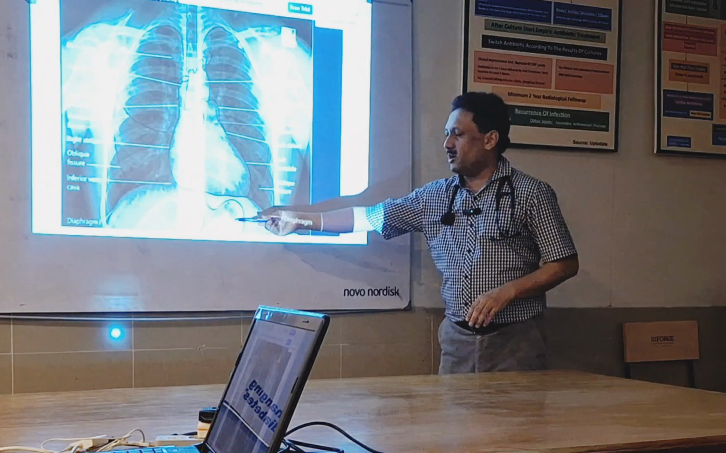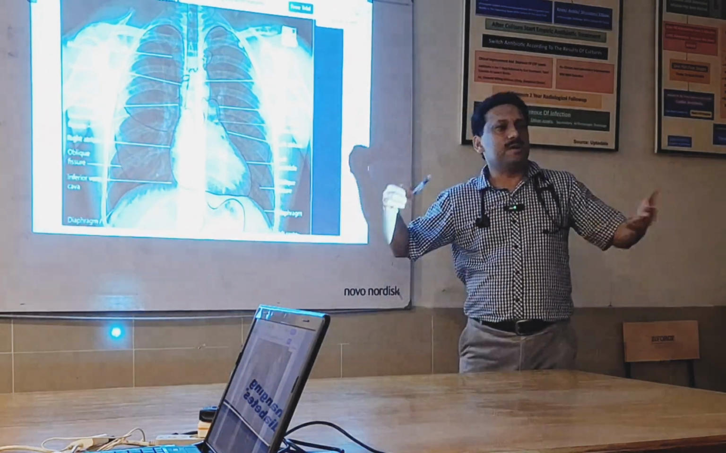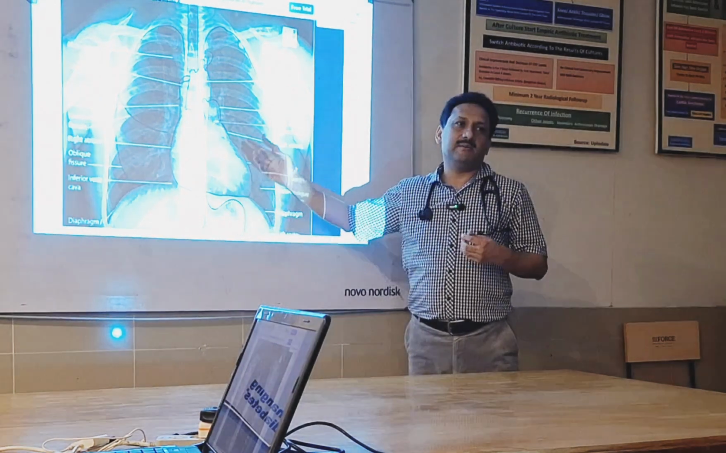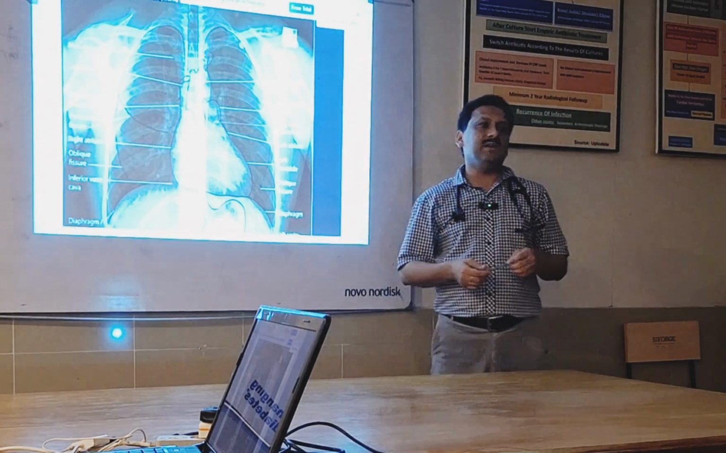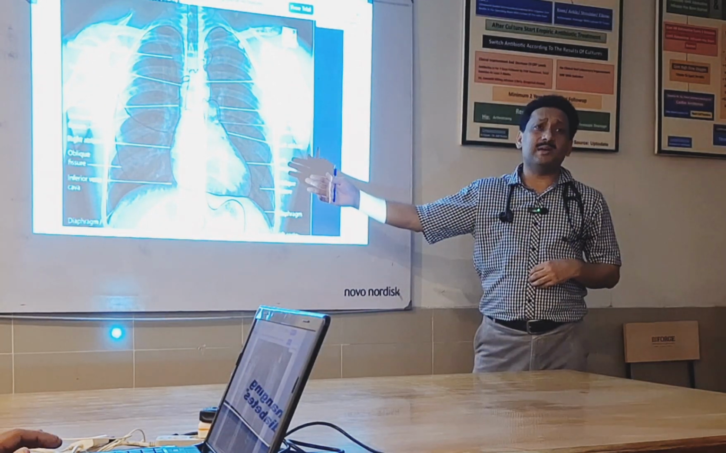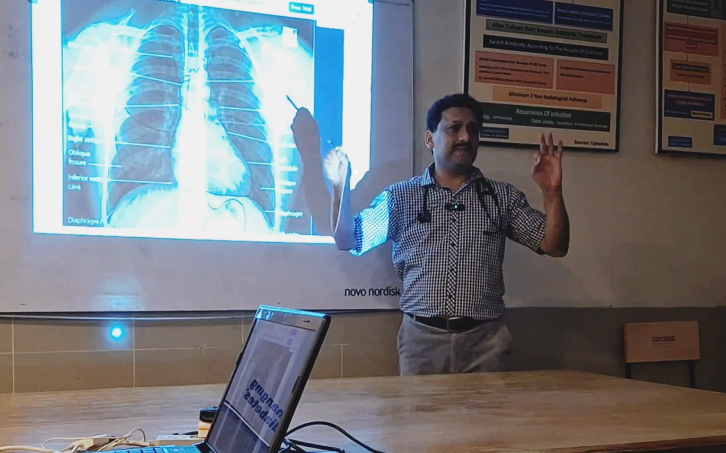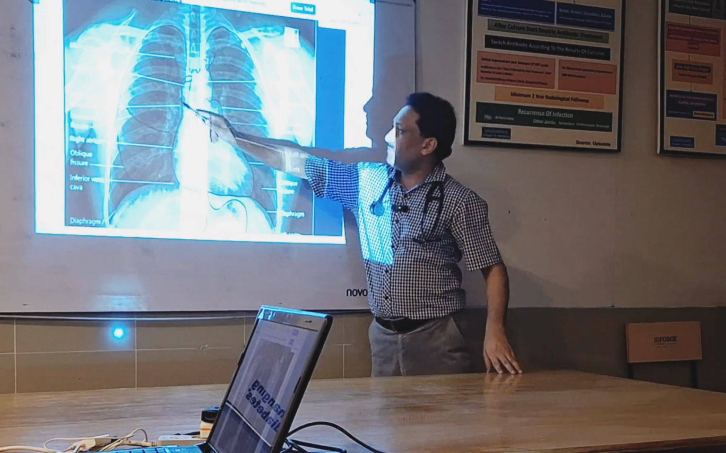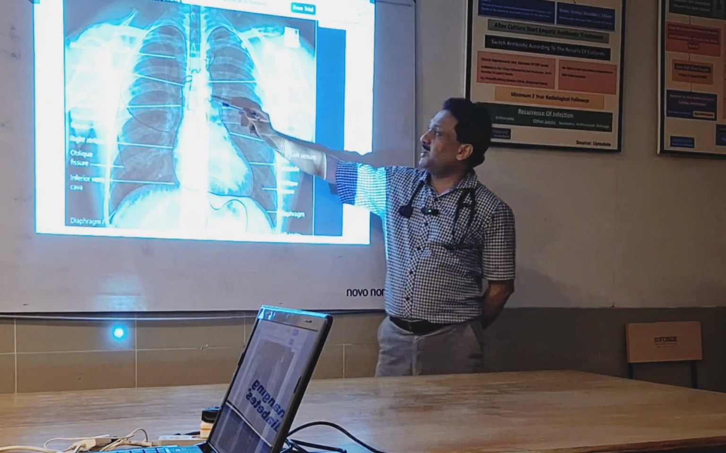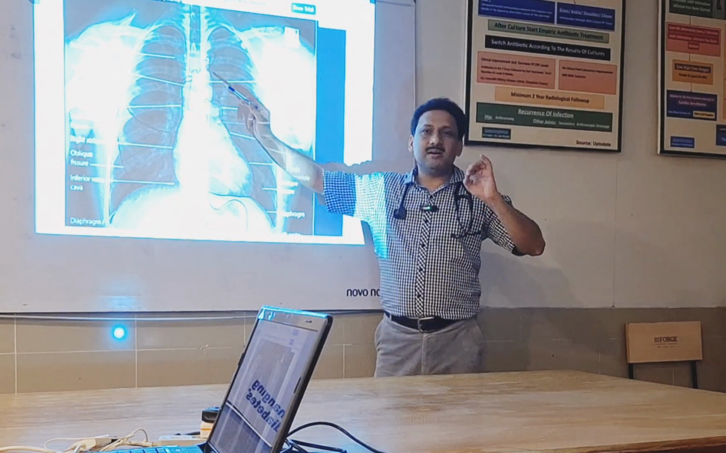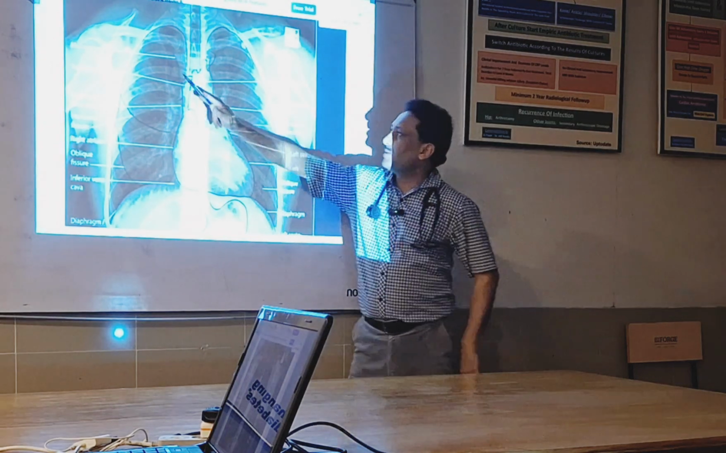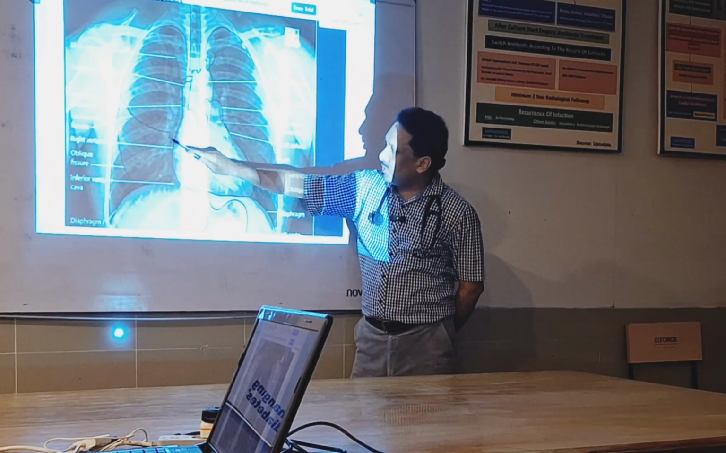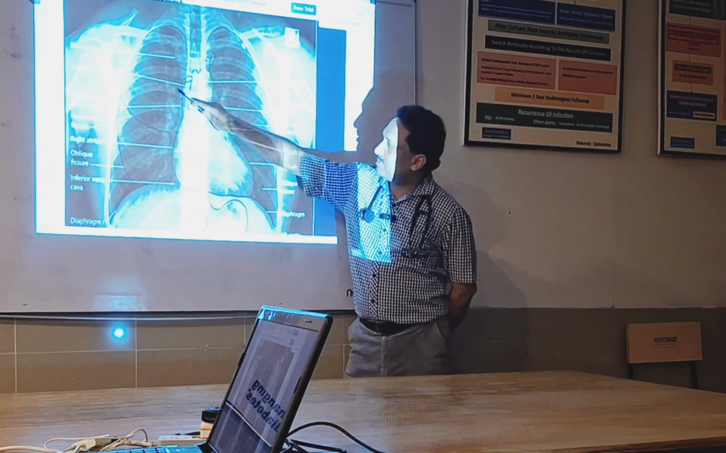G for gastric bubble shadow, it is there because that helps you to reach the conclusion whether the X-ray, this is the left or the right side. And H for hilum. What is hilum? Hilum is a part of the lung from where the vessels enter and leave. So this is hilum. And where does it lie? It lies between the second rib and the fourth rib. This is the second anterior rib. Here it ends. And this is the fourth anterior rib. Here it ends. It lies in this area.